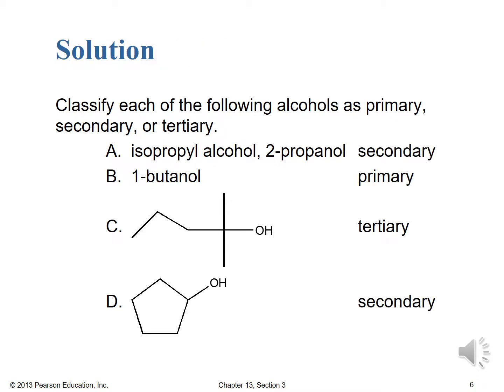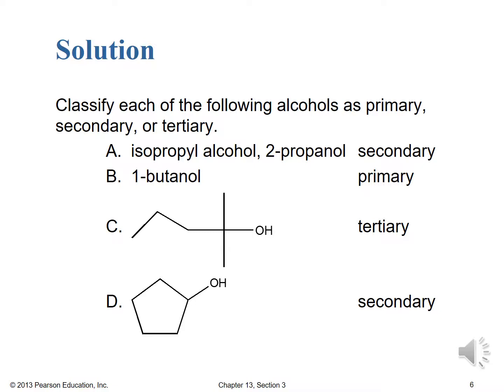Okay, so hopefully you were able to draw that structure and see whether you called it isopropyl alcohol or 2-propanol. Your carbon in the middle there, your carbon 2, bears the OH group and has bonds to two other carbons, making it a secondary alcohol. For B, 1-butanol, the OH group is on that first carbon, which is bonded to only one other carbon, carbon 2 of the butanol, so therefore it's a primary alcohol.